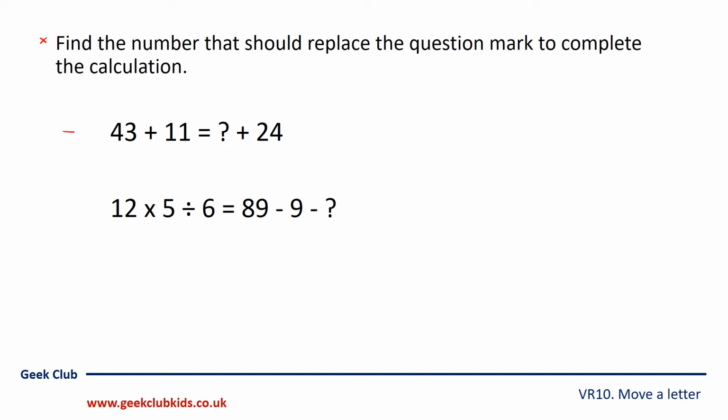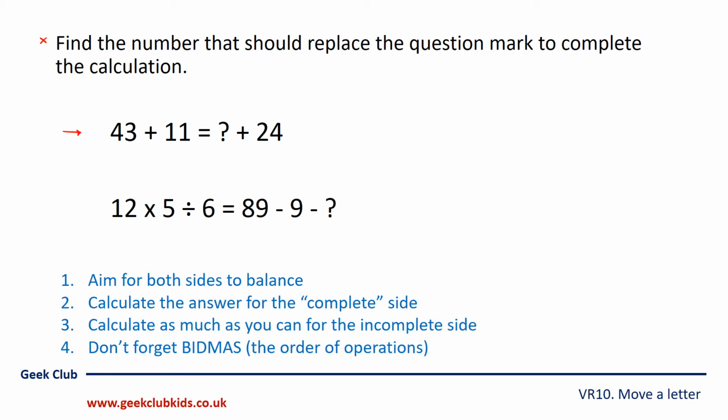Okay, let's have a look at this one first. So we've got 43 plus 11 equals something plus 24. The aim of this type of question is to ensure that both sides of the equal sign balance out, so we get the same answer on the left-hand side of the equal sign and the right-hand side.